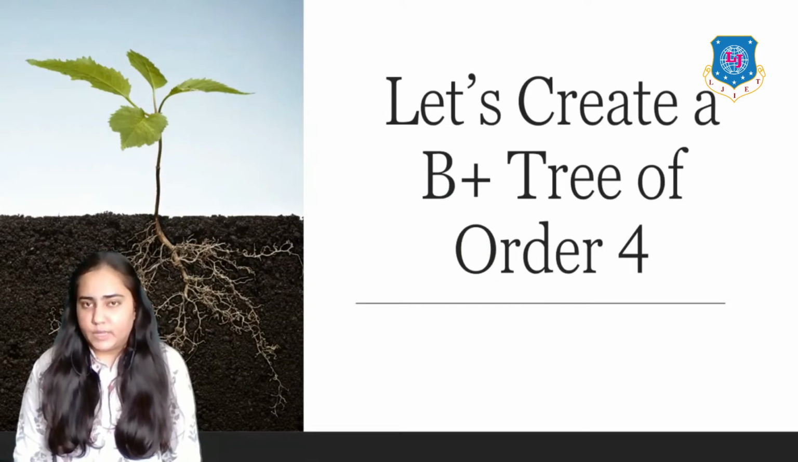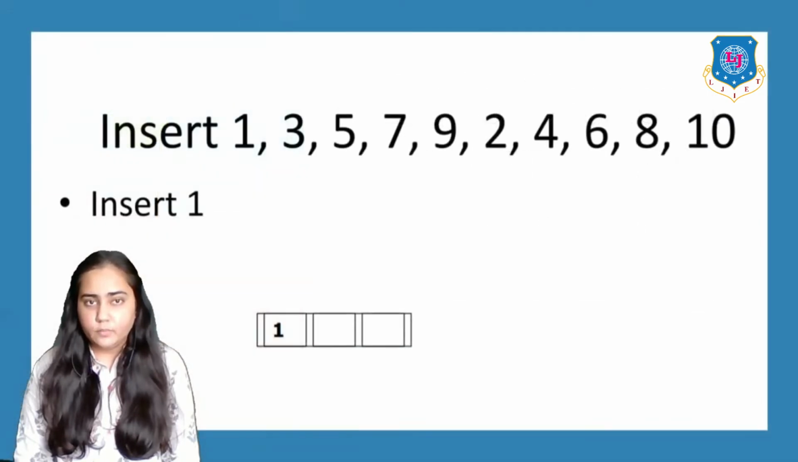So let's take an example and create a B plus tree of order 4. And these are the values that I'm going to insert. First I'm inserting 1. Because it's an order 4 tree, I can store a maximum of 3 keys in one node, and that means a node can have a maximum of 4 children. So this is one node where I'm inserting 1.